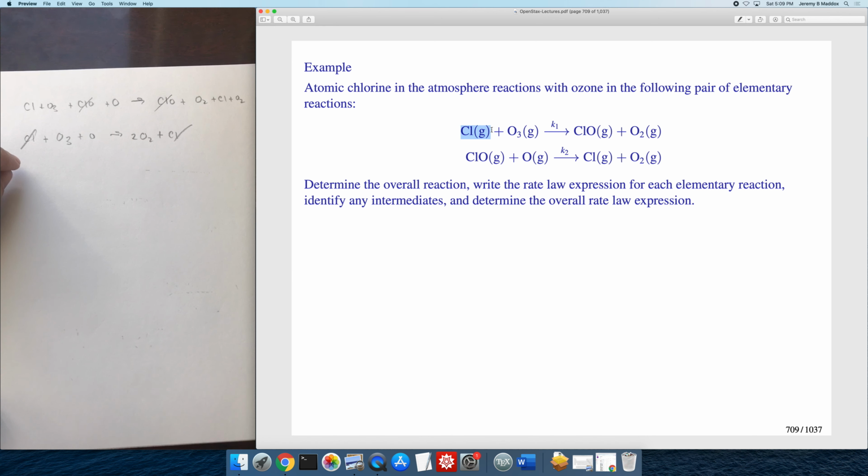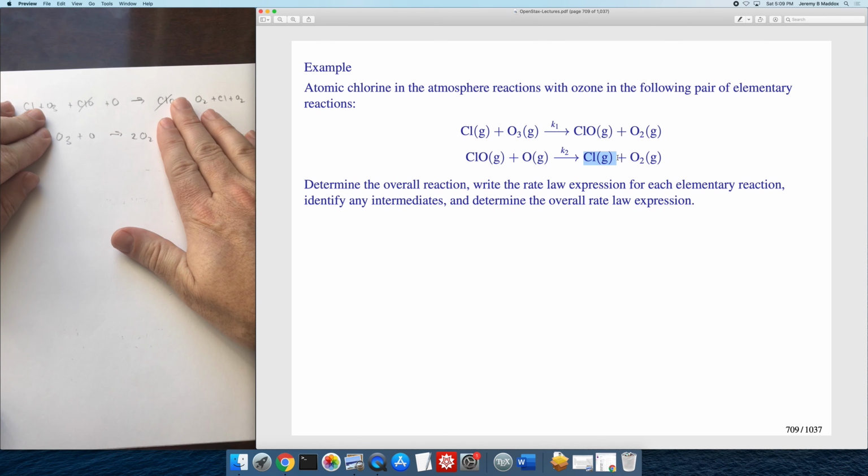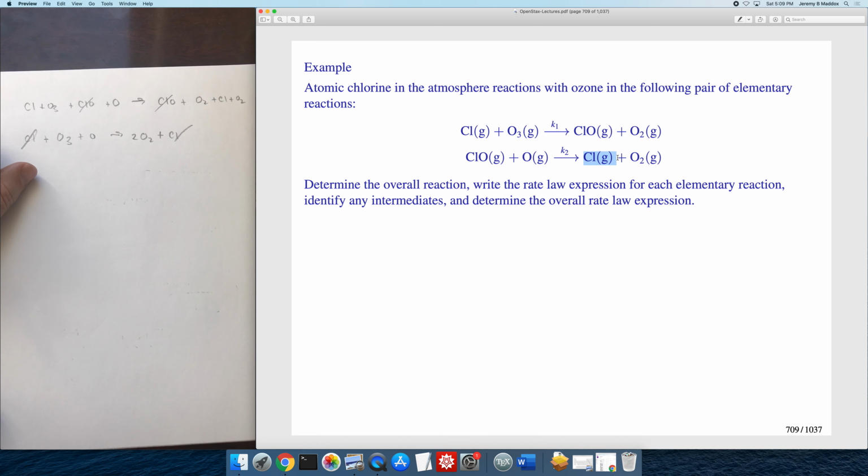The chlorine fits that bill. Look, the chlorine is consumed in the first step, and then it's recycled in the second step, and it doesn't appear in the overall chemical equation. So the chlorine is a catalyst, whereas the chlorine monoxide is a reaction intermediate.